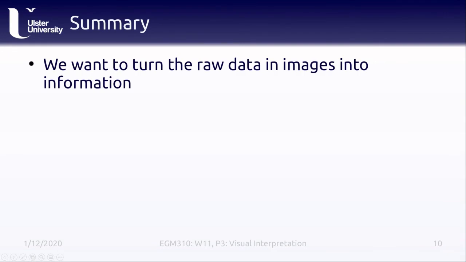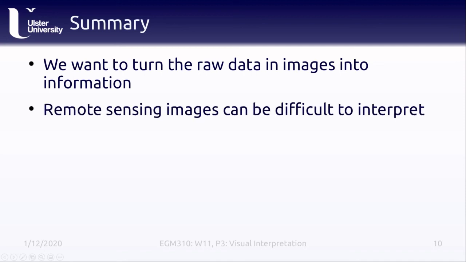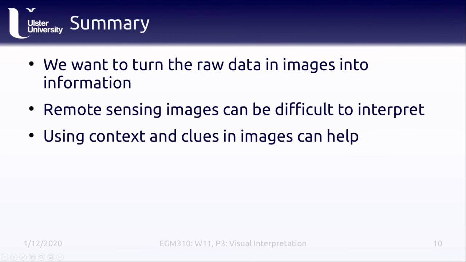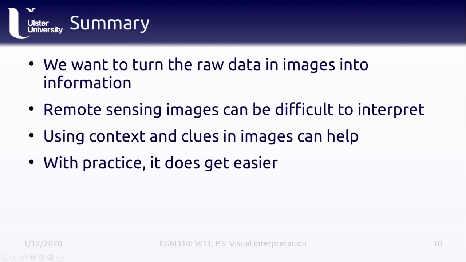In this lesson, we've discussed how our goal in remote sensing is often to turn the raw data contained in images into information that we can use. Remote sensing images can also often be difficult to interpret. They're usually at unfamiliar viewing angles, and they have a different scale than what we're used to in our day-to-day lives. Using the context and the clues that we can see in images can help. It's a bit like detective work. And like many things, it does get easier the more that you practice.